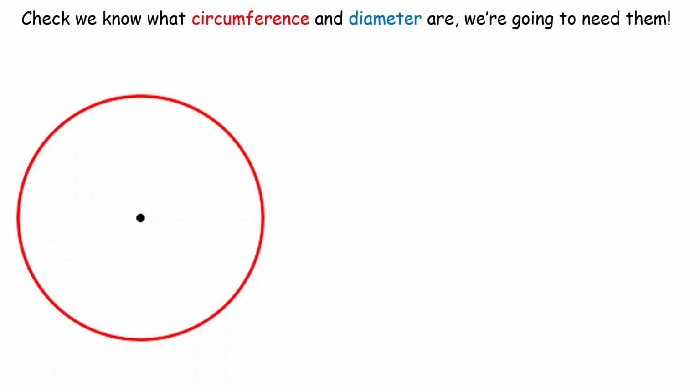So before we can do this, though, you've got to check what the circumference and the diameter are. Just to double check, the circumference is the distance around the outside of a circle, okay? And the diameter is a line that goes from one part of the circumference to the other part of the circumference, and it goes through the center of the circle.